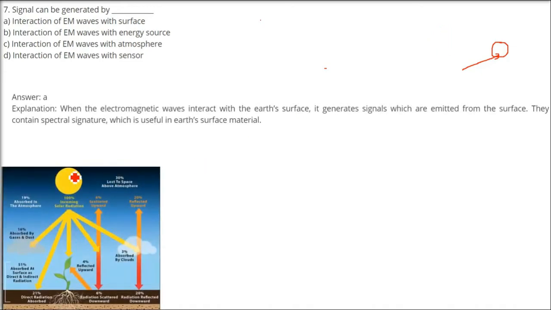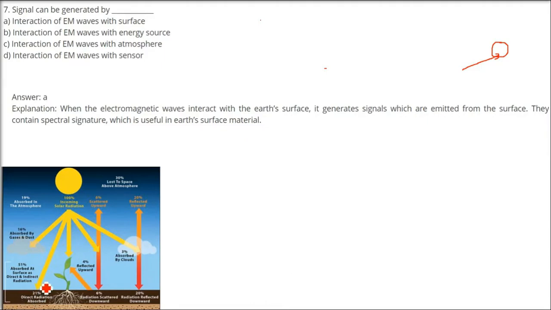How can a signal be generated? Whichever sensor is there, whenever it gets some signal, only then will it generate something. So the answer here is A, interaction of electromagnetic waves with the surface.